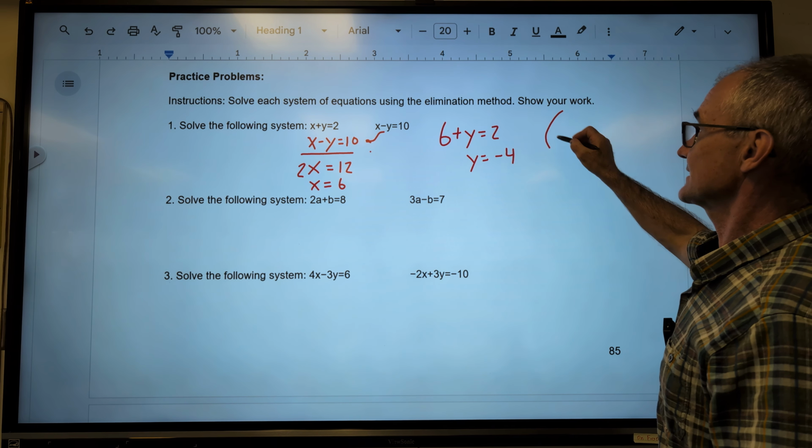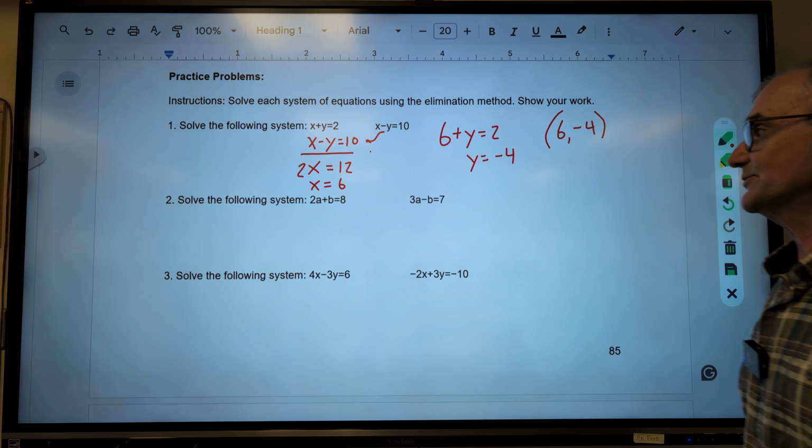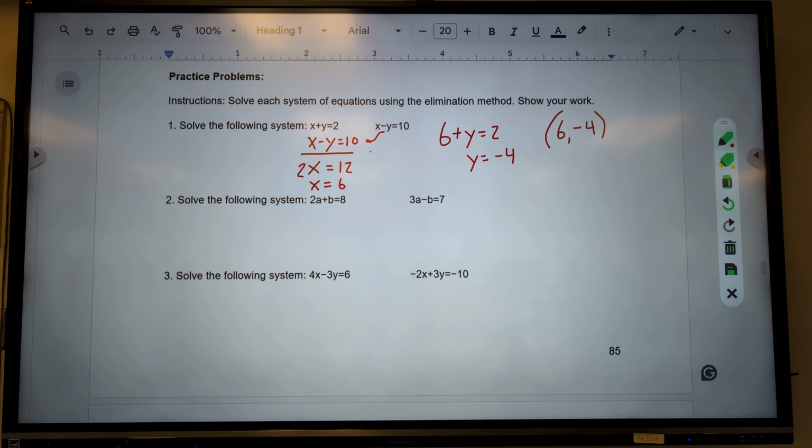This one's going to line up pretty well too. I just draw this out there. My b's will cancel to give me 5a is equal to 15. So in this one, 5a is equal to 15. a is going to equal 3. Plug it back in and solve.